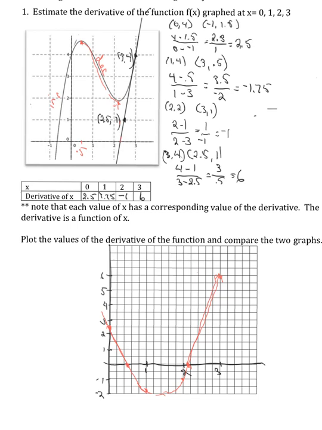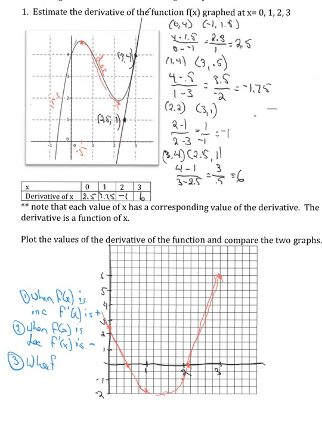So what conclusions can I make? These are the things I can say. First of all, when f at x is increasing, f prime at x is positive. Number 2, when f at x is decreasing, f prime at x is negative. Now, this is the point I haven't talked about yet.